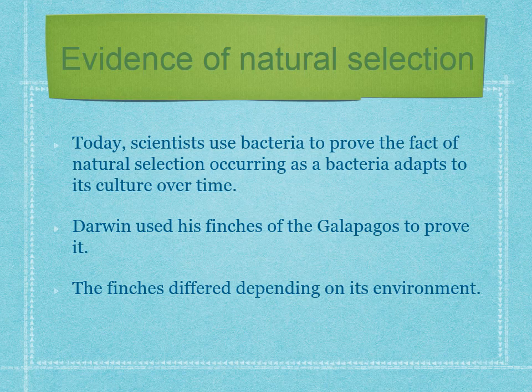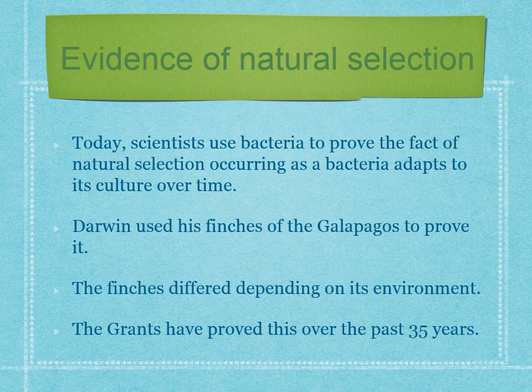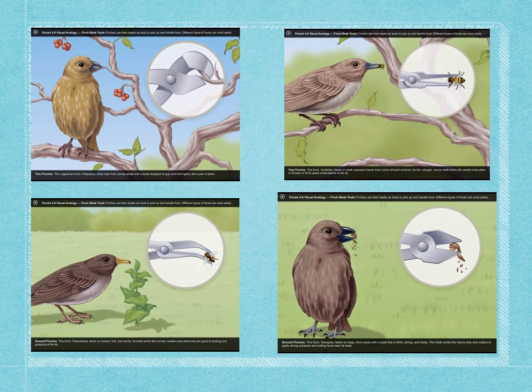These different finches differ depending on what environment they were in. There's a nice couple that you'll read about in the book called the Grants, and they have proved this over the past 35 years by living down in the Galapagos and doing studies. The Galapagos finches vary with beak size and claws, but mostly we can look at their beaks.